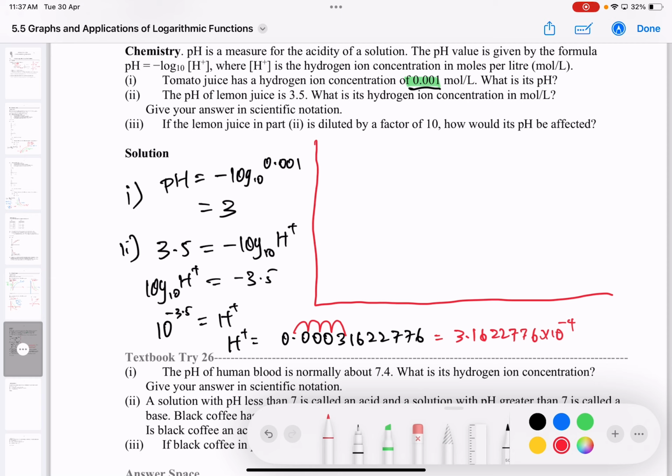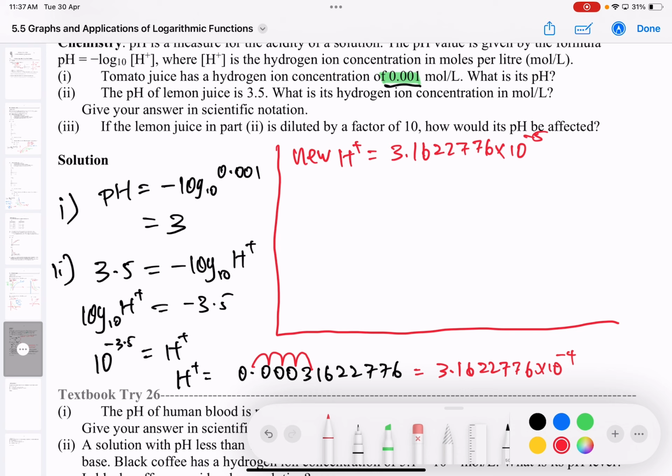Dilute means, for example, you have a Ribena, right? You dilute with water. So when you dilute with water, it gets less concentrated, right? So the concentration of the ions, you will expect it to fall. Correct? So you need to divide by 10. If you divide by 10, your new H plus is basically 3.16227776 times 10 to the power of negative 5. I have a negative 5 here because I divide by 10. So it becomes smaller by a factor of 10. So this is my new concentration.